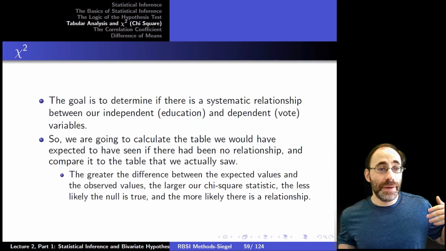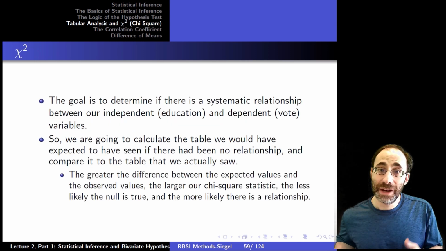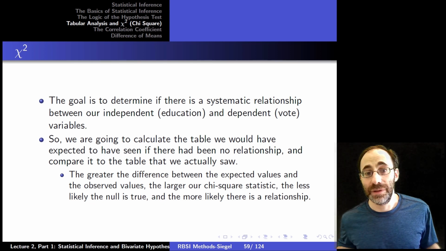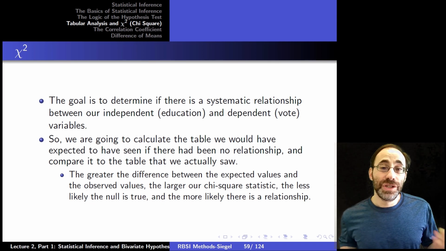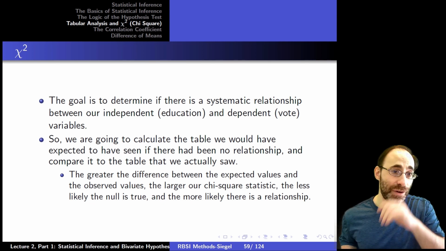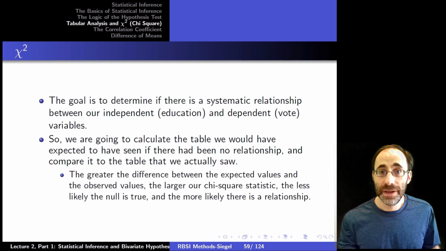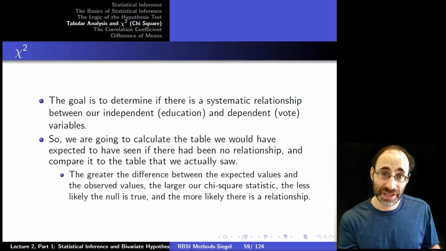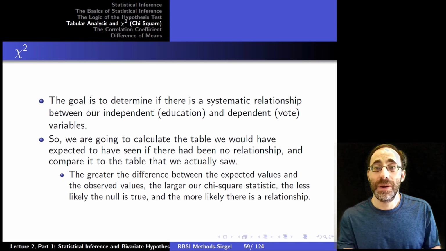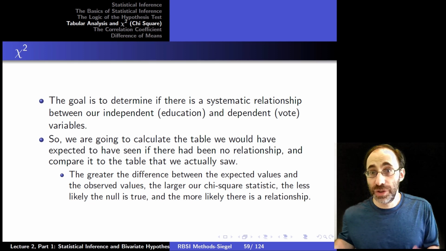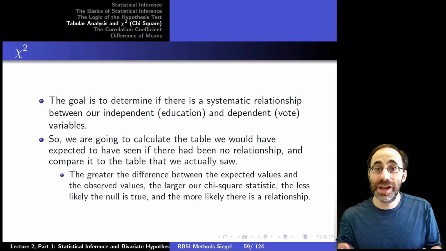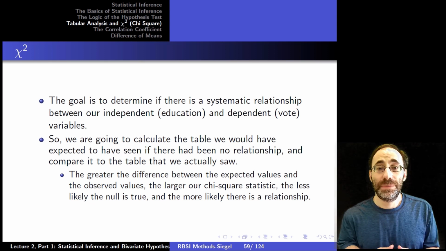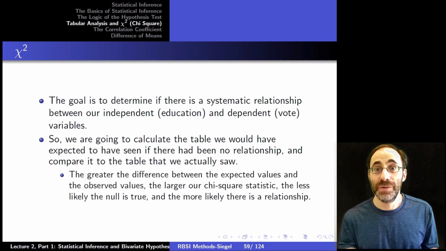Again, here our goal is to determine if there's a systematic relationship between our independent variable of education and our dependent variable of vote choice. The way to do this, and this harkens back to our discussion of probability, is to figure out what we would have expected to have seen had there been no relationship. So we're going to produce the table that we would have expected to see if the x and the y variables were completely independent of each other and unrelated.